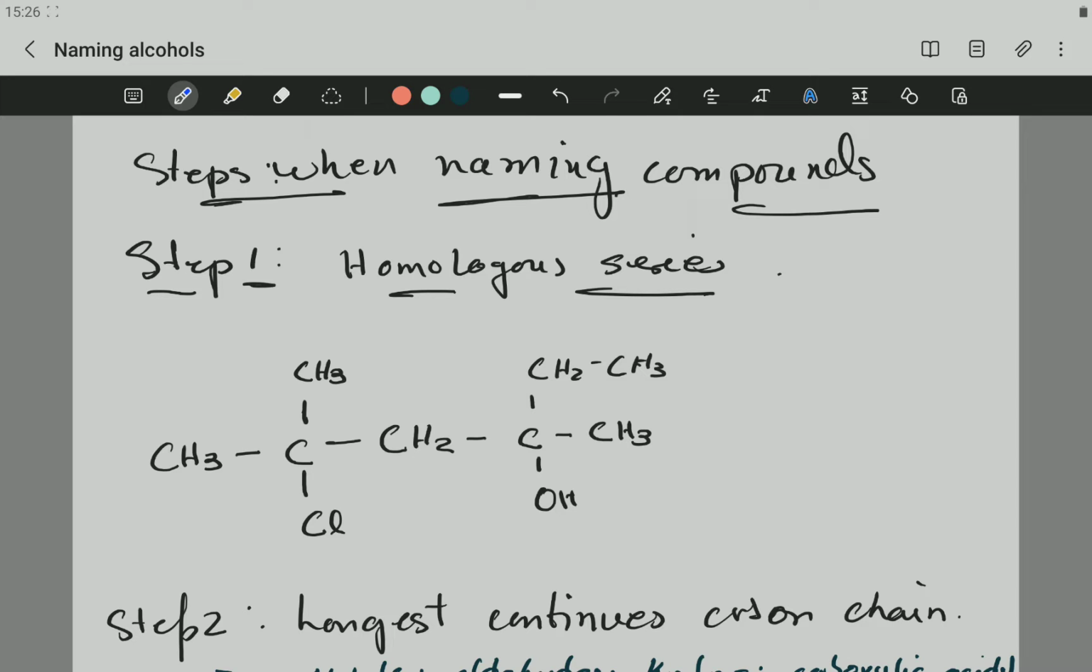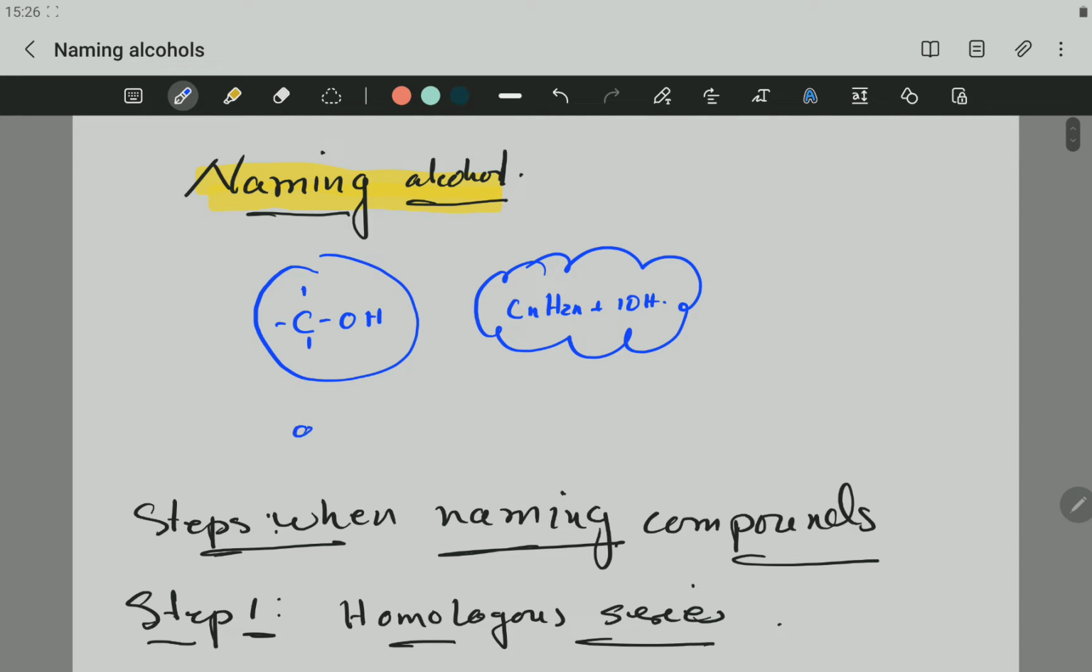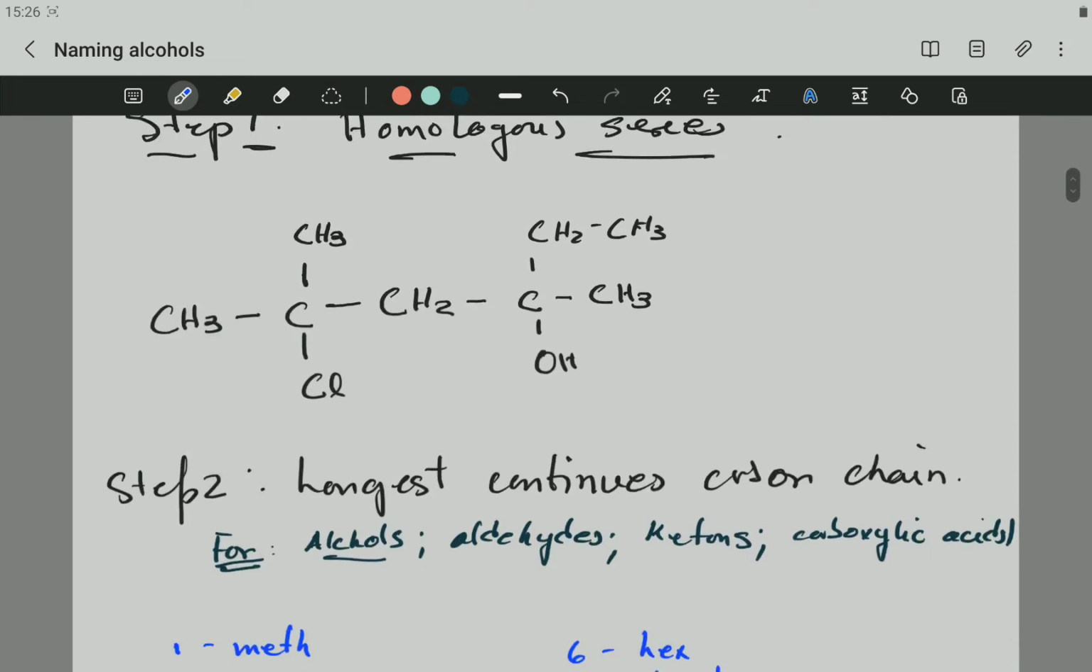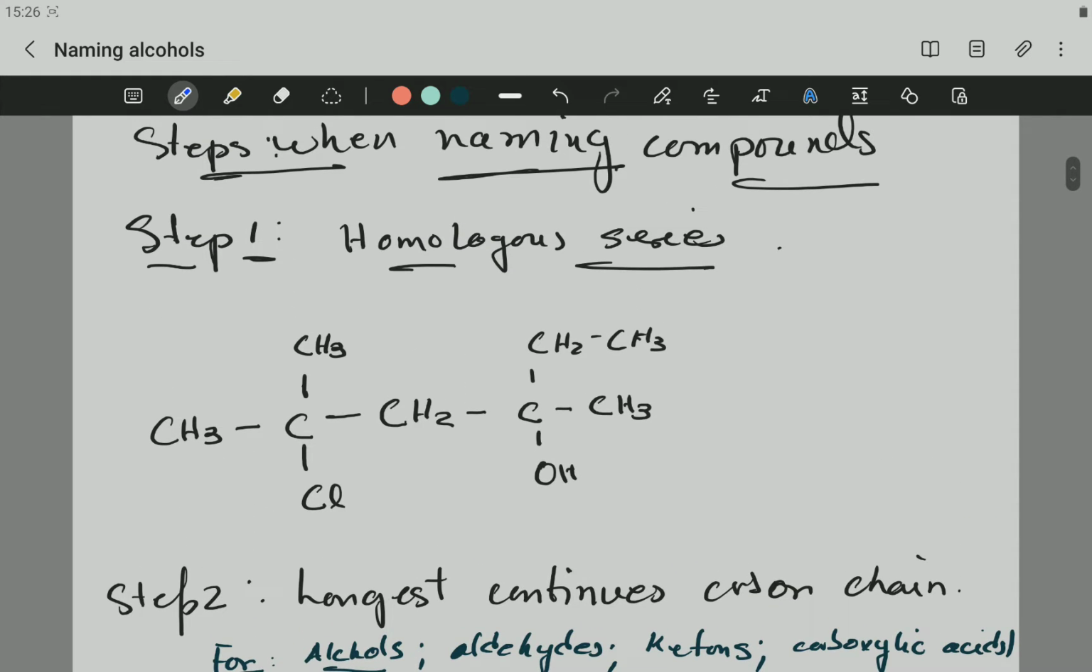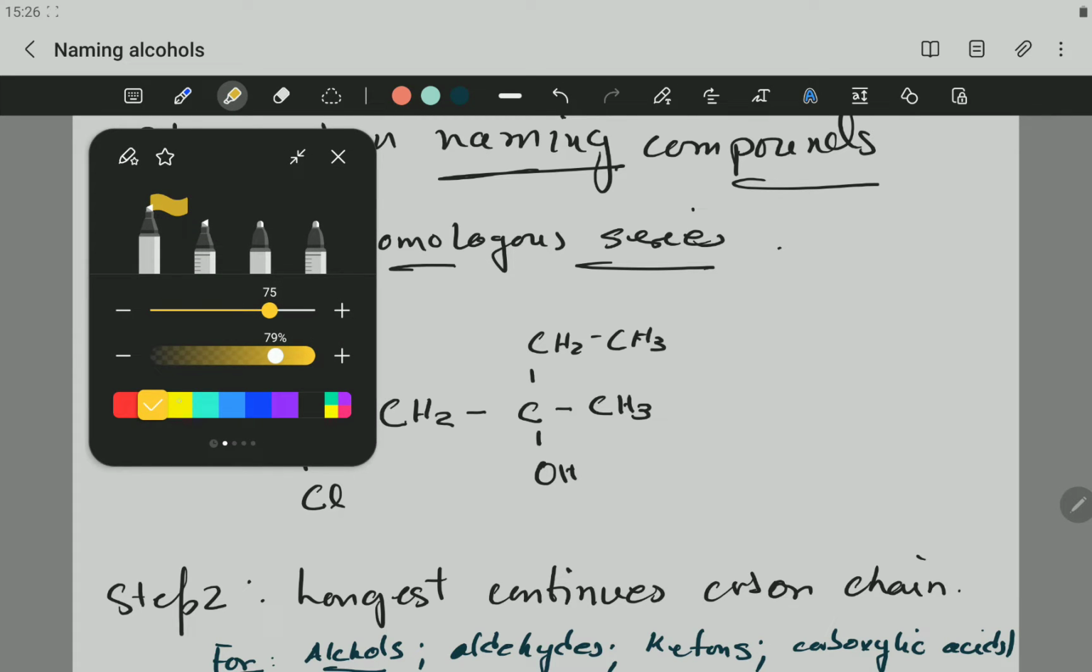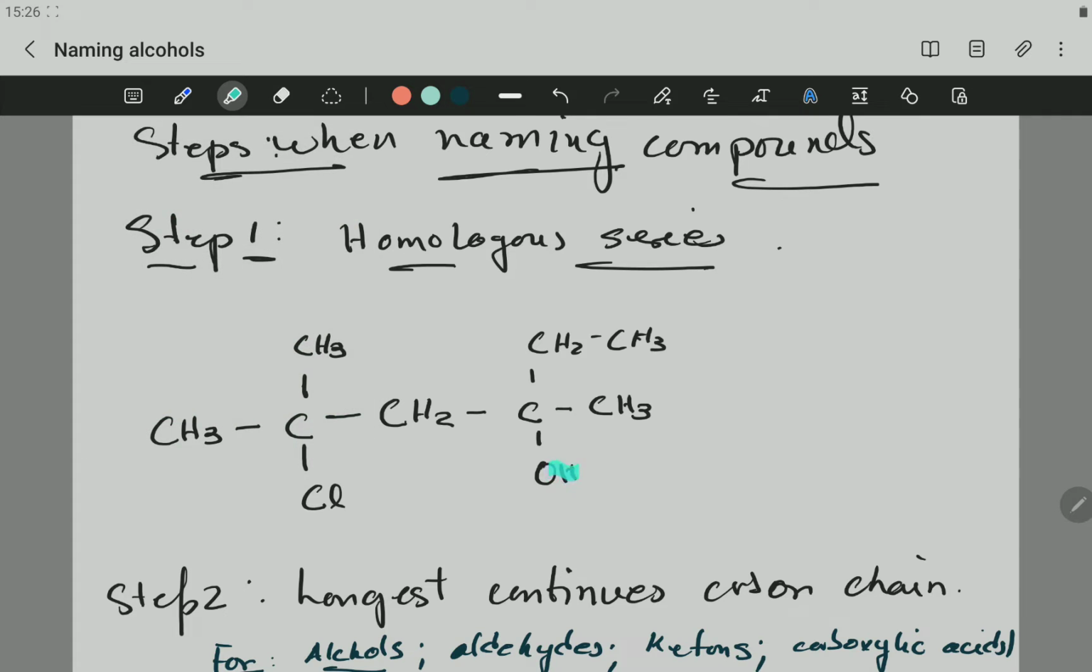Now, remember, for alcohols, the name will end in "ol." The name will finish in "ol," like methanol, ethanol, etc. Now, step one, the first step of all, is to identify the functional group, whatever compound it is. This one we already know. We're working with alcohols, so the functional group is there, and therefore it is an alcohol. Saying that, the name will finish in "ol." So that is the first step.